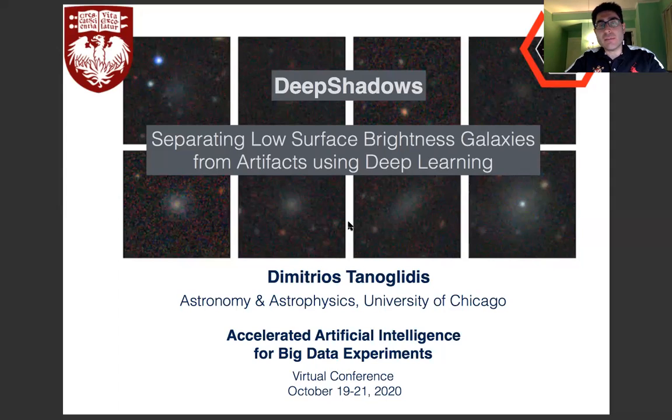Hello all, my name is Dimitrios Tanoglidis and I'm a PhD student at the University of Chicago. Today I'm going to present how to use deep learning to find low surface brightness galaxies and separate them from many artifacts that we have in astronomical images.